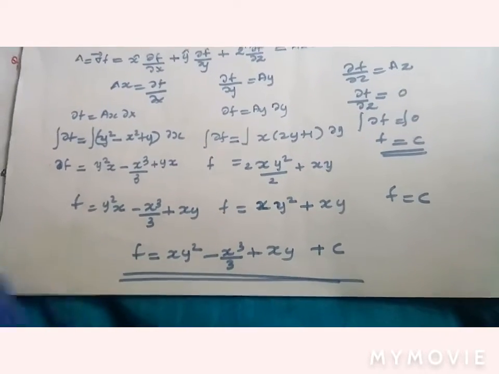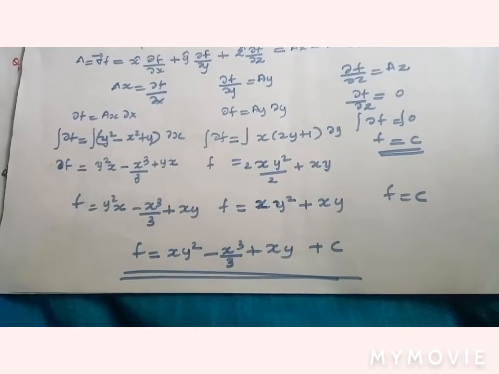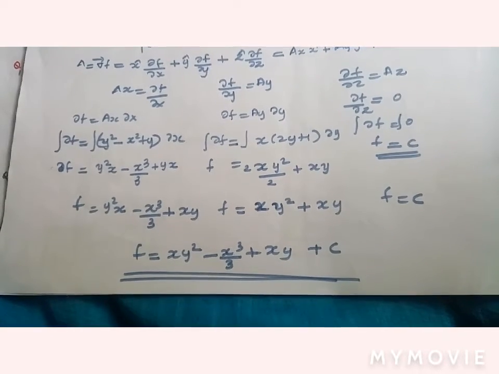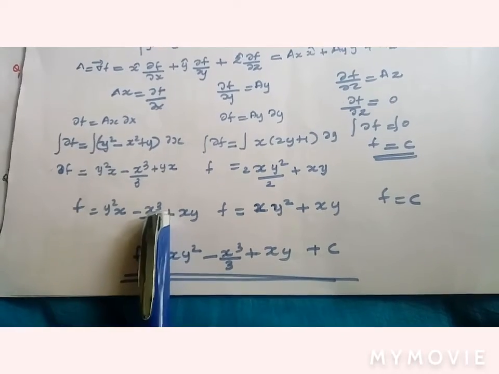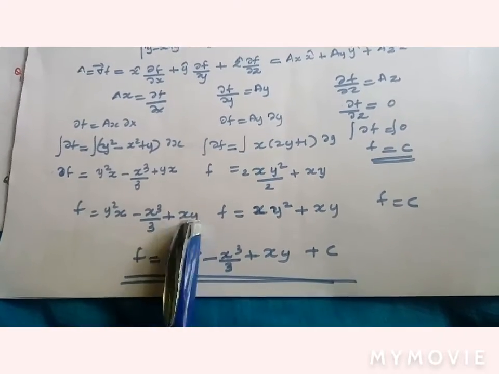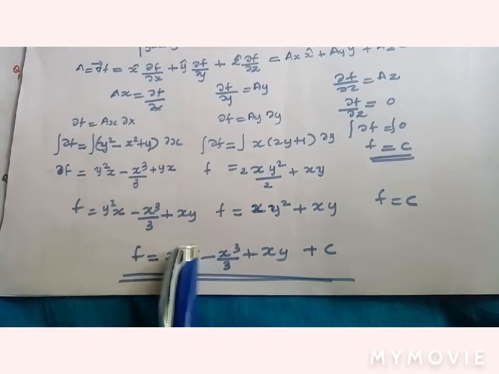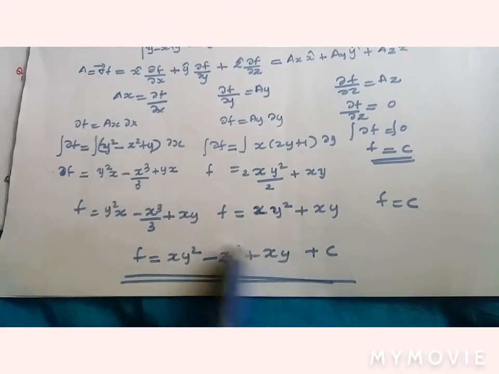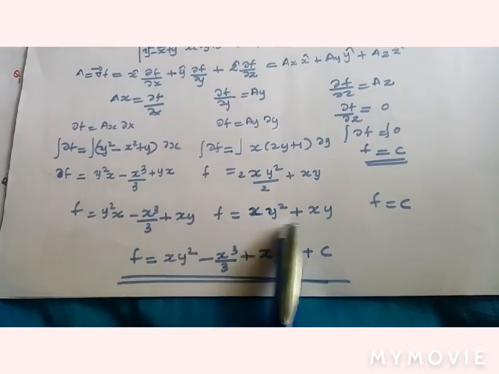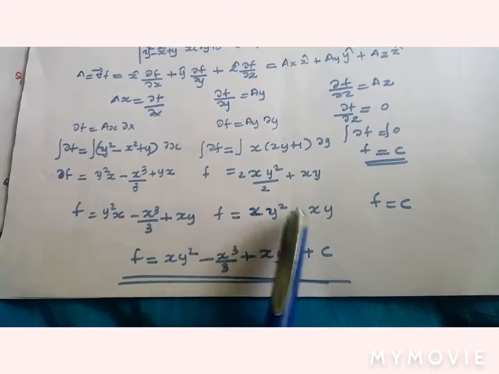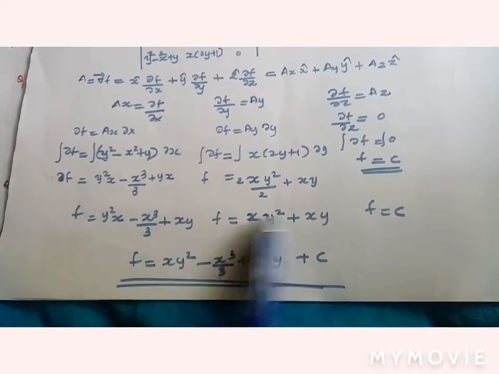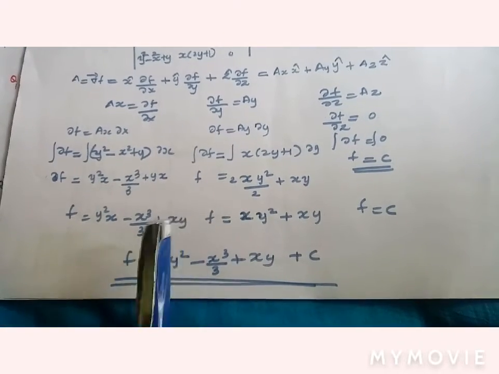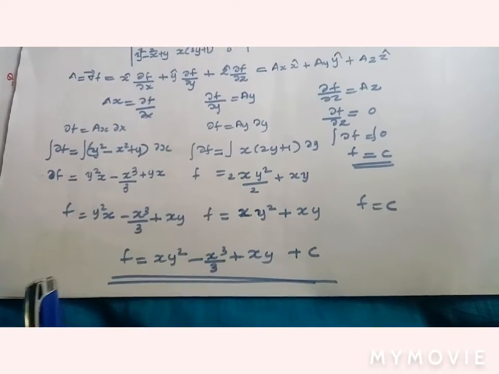What is the real function? It means just add everything, don't add the repeated things. That is xy² is a term, and minus x³/3 plus xy. xy² is a repeated term, so it is not added into the real f. xy is also a repeated term, so it is not added. c is another term, so it is added. So this is the function. So add everything and don't add the repeated things. Okay.